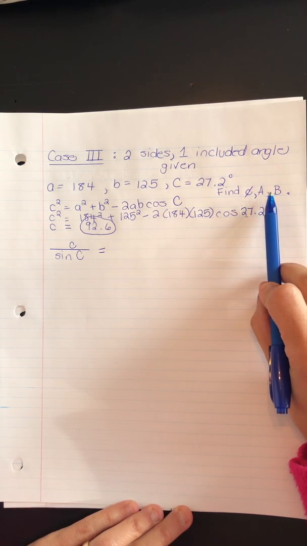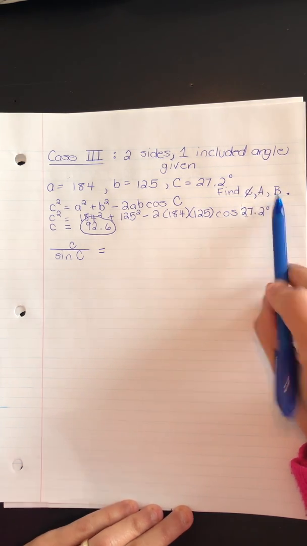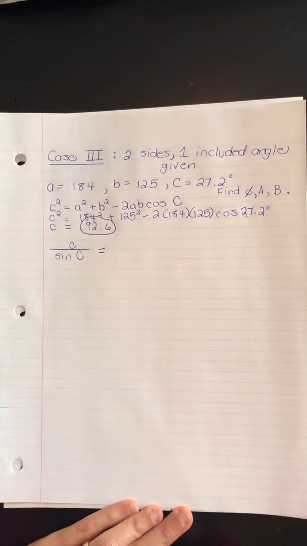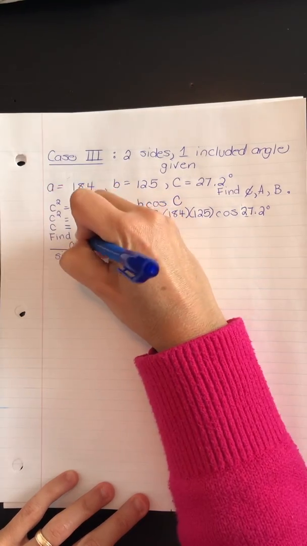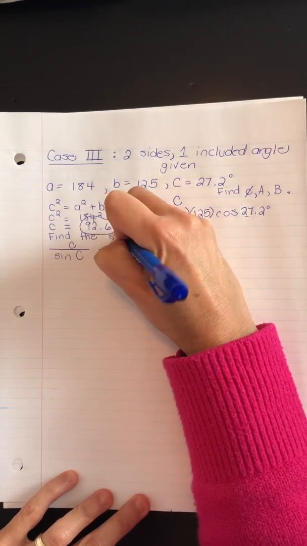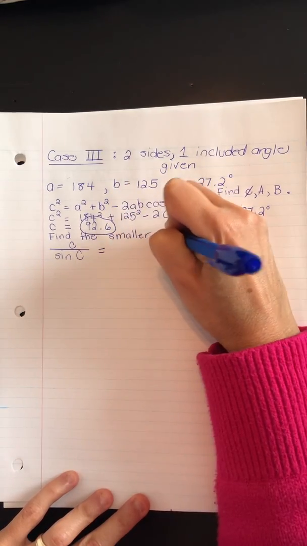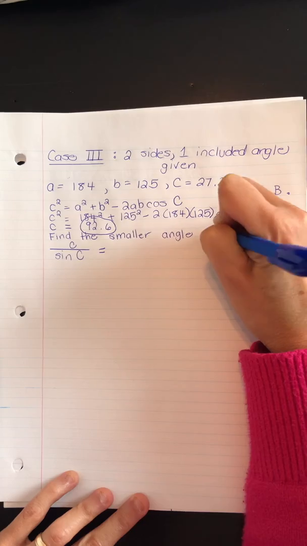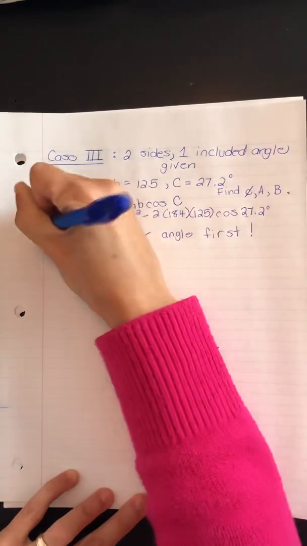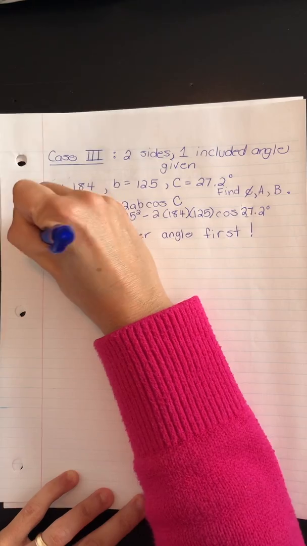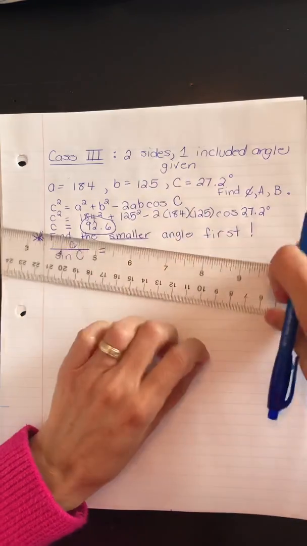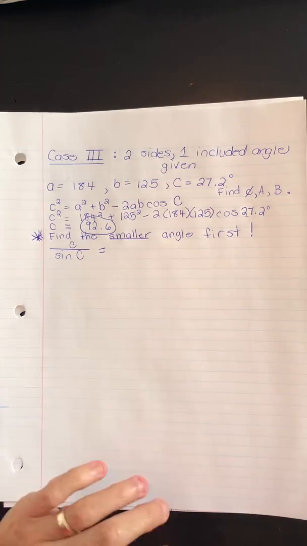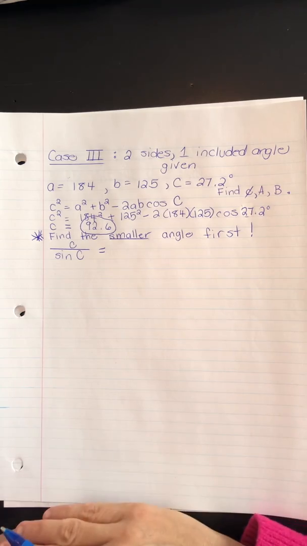Actually, you should find the smaller of these angles first. So that's a rule that applies for case 3. So I'm going to state that rule right here. Find the smaller angle first. Okay, so let's put a star there. This applies for case 3. I'll explain why when we do our calculation in a moment, okay?